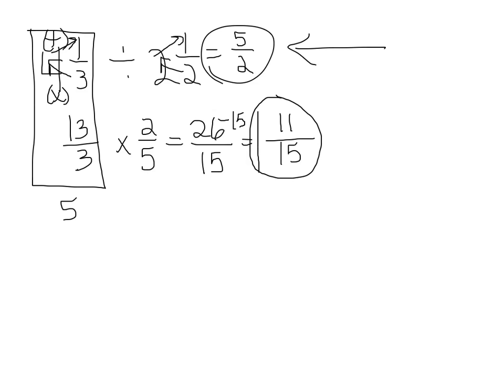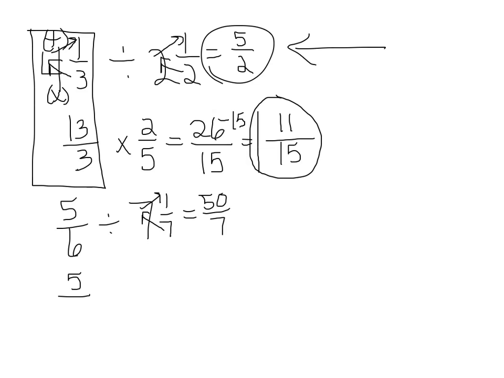5/6 divided by 7 and a 7th. Okay, do you see how my divisor has a mixed number? Let's change it into an improper fraction off to the right so I can see it before I flip it. 7 times 7 is 49 plus 1, 50 over, keep your denominator. All right, now I can rewrite it as a multiplication problem.